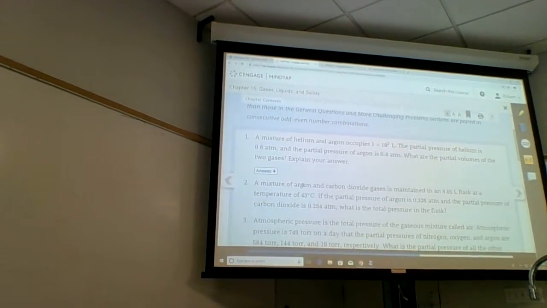Let's take a look at some practice problems with gas mixtures. So number one, a mixture of helium and argon. And so in this we have helium and argon occupying a volume of 1 times 10 squared liters. So 1 times 10 squared is 100 liters. So we've got a 100 liter helium argon mixture.